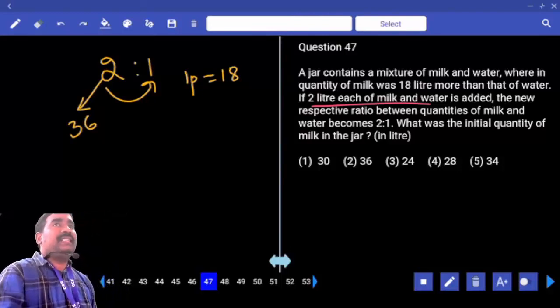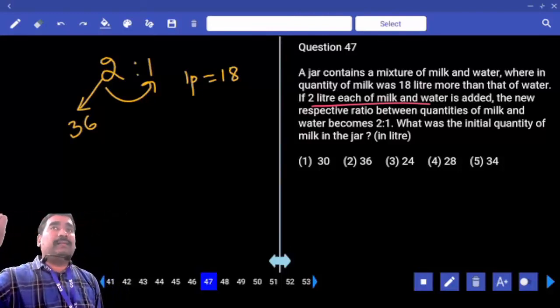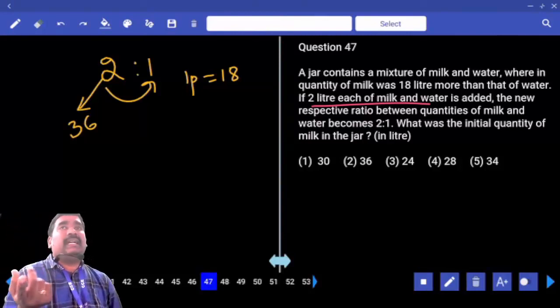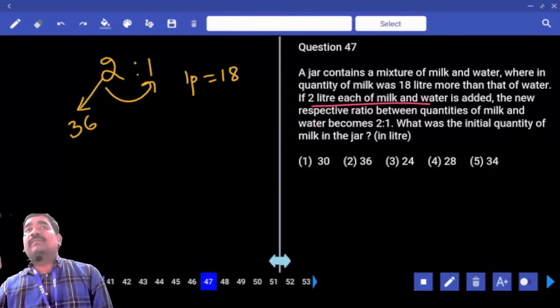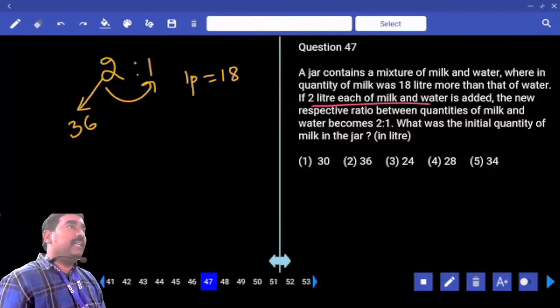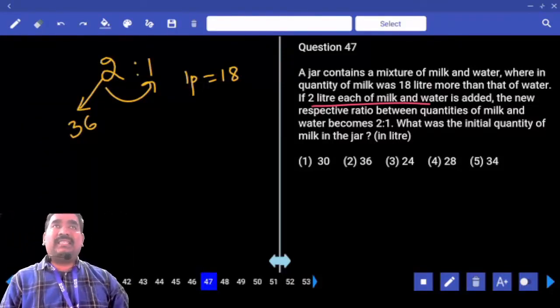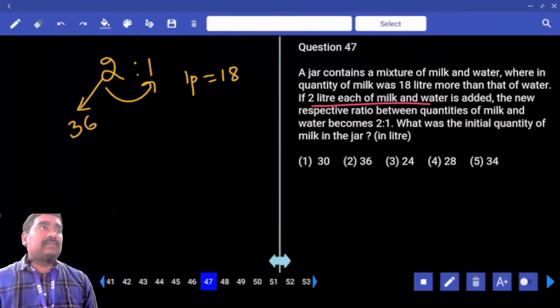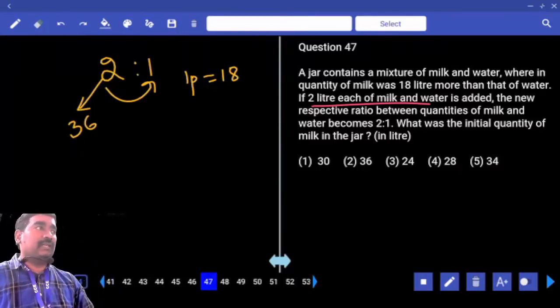36. 36 liters is the final milk. We added how many liters in between? 2 liters in between we added and then it became 36. What is the initial milk? 36 minus 2, that's your answer. 36 minus 2, 34 is your answer.